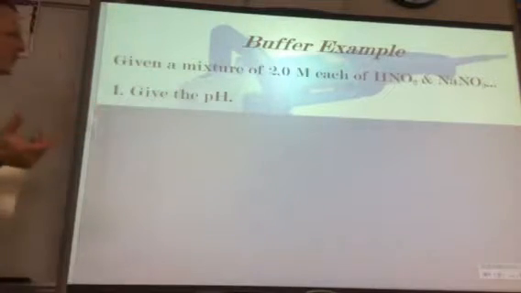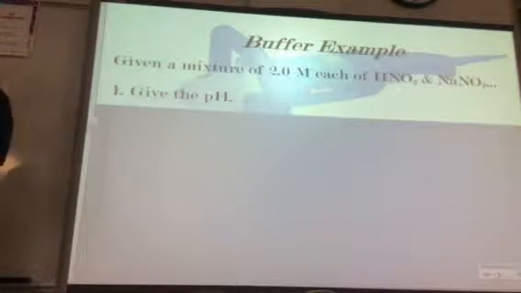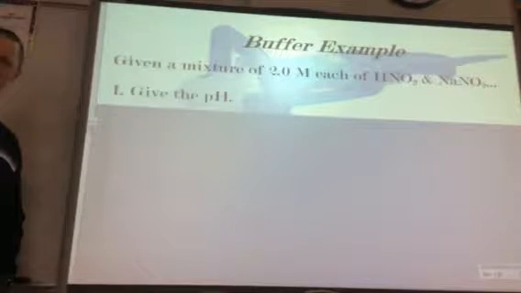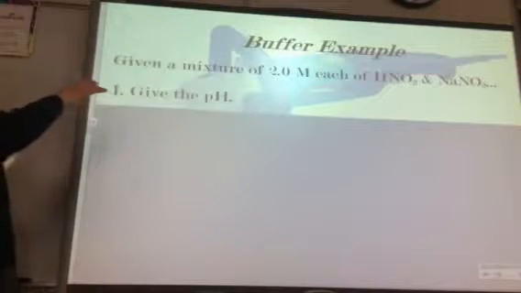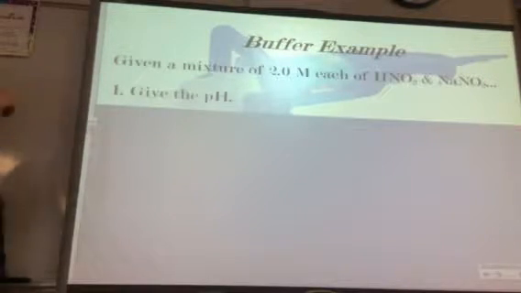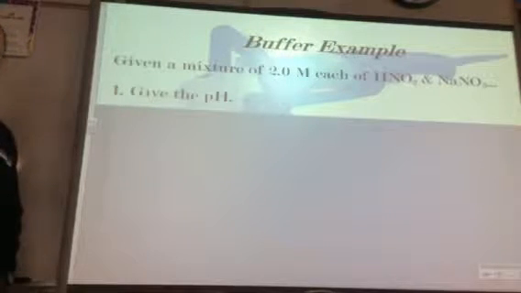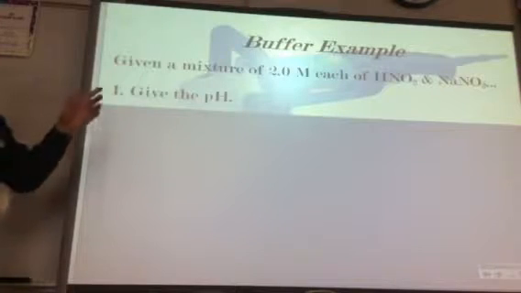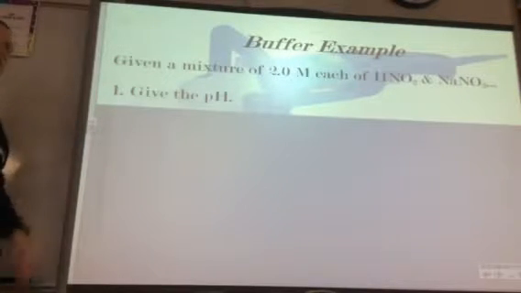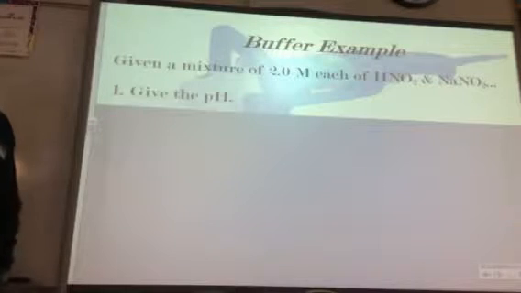Now here's another example, just like what I mentioned. We have a buffer, it's a different buffer. Nitrous acid and the nitrite ion, acid and its conjugate base. Part one is going to be give the pH. On the next slide, part two is going to be 0.1 mole of NaOH is added. What's the new pH? First though, take a moment and see if you can come up with a chemical equation for what this buffer is going to be like in water.